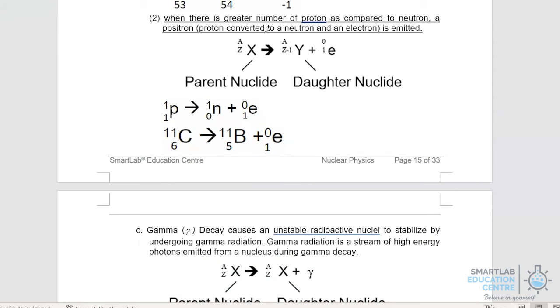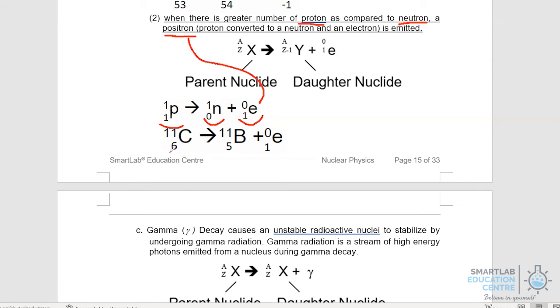The second type of beta emission occurs when the number of protons in the nucleus is larger than the number of neutrons. In this case, a proton would now be converted to a neutron, and alongside it, a positron is produced. A positron is exactly identical to an electron, except that it has a positive e charge instead of the case of an electron, which has a negative e charge.